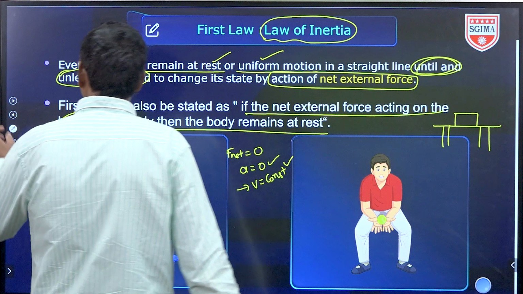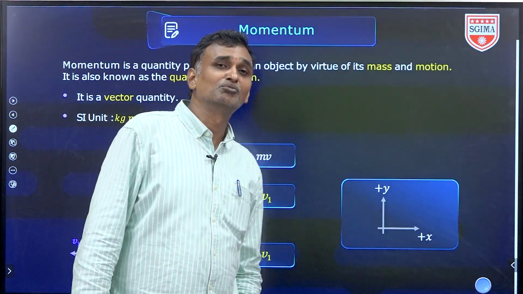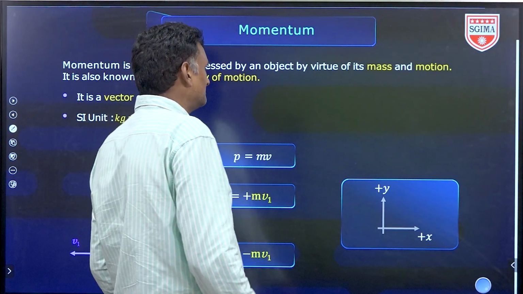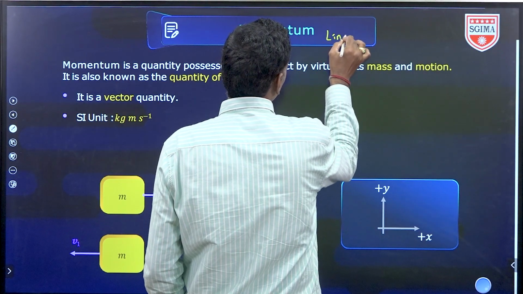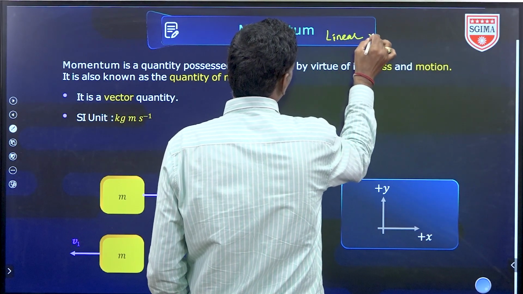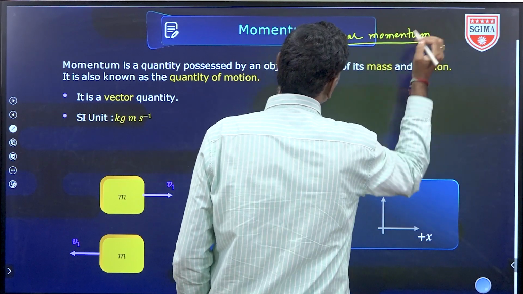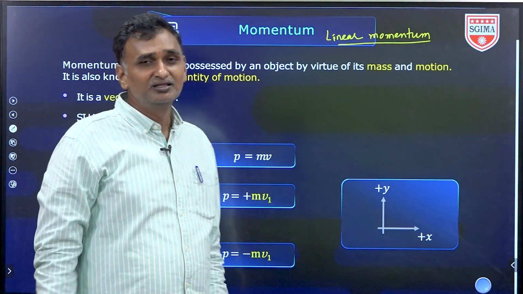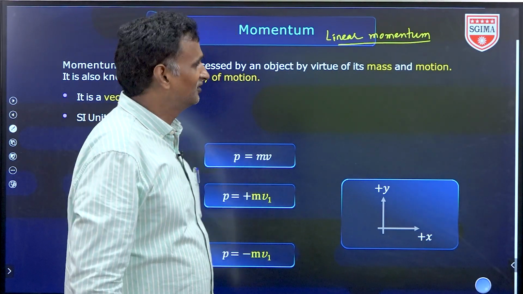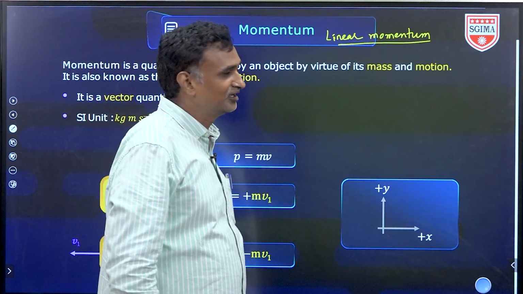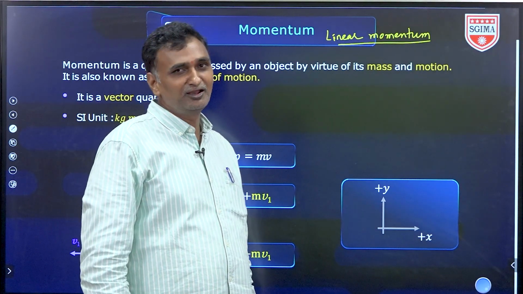Okay, so let us move on to the next one. The next quantity is momentum. As we go into the coming chapters, it is also called linear momentum. Here there is no problem if we just call it momentum. But in coming chapters, one more momentum comes, which is called angular momentum, so we need to differentiate between both of them. So definitely we need to call this linear momentum. In rotational motion, you discuss angular momentum.